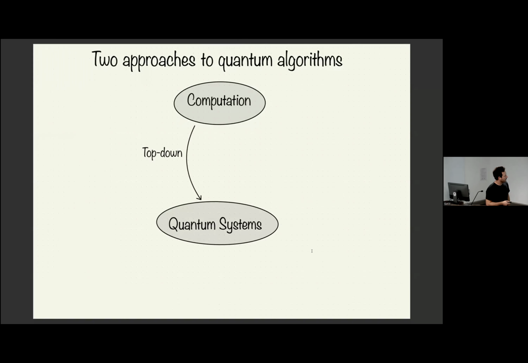And often a way of finding quantum algorithms for solving problems of interest, call it a top-down approach, is where you start with a problem that you want to solve, and you try to fit it into a quantum mechanical system. Famous examples of this are, of course, factoring, discrete log, and many others.